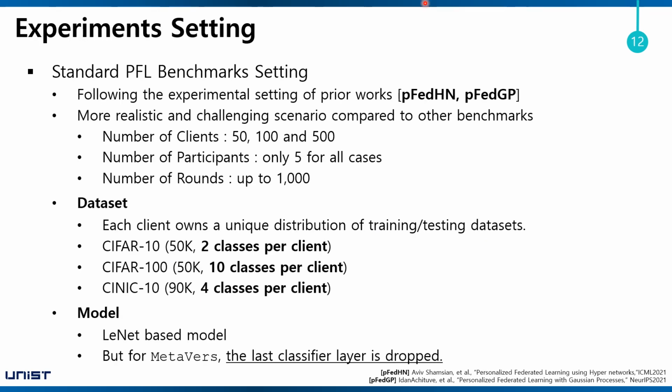To compare MetaVers performance with other PFL algorithms, we followed the experimental setting of prior works, personalized federated learning using hypernetworks and with Gaussian processes. This benchmark is a more realistic and challenging scenario compared to other benchmarks. We set the number of clients to 50, 100, and 500, but the number of participants for each round is only 5 for all cases. And we trained the global model up to 1000 communication rounds.